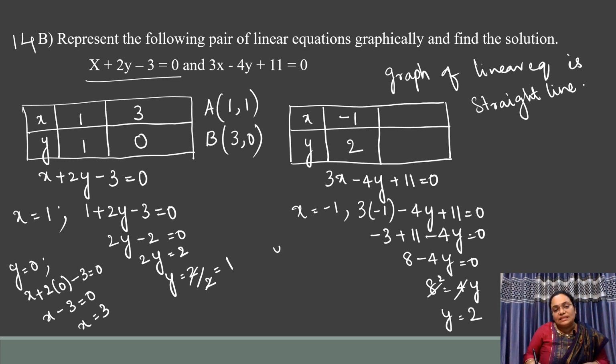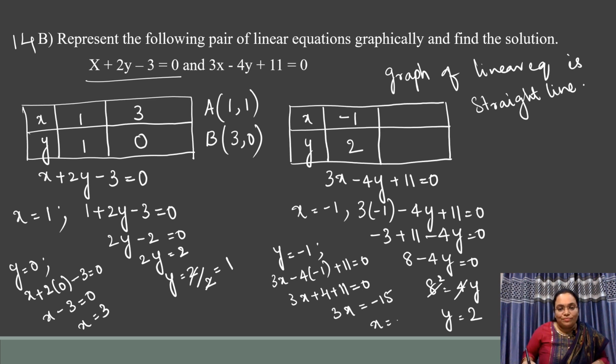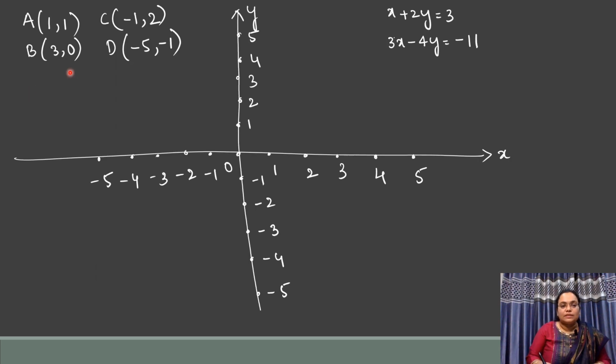In the same way, we will just try and take y is equal to minus 1 and see what we get. If you take 3x minus 4 of minus 1 plus 11 is equal to 0, that is 3x plus 4 plus 11 is equal to 0. So, x is equal to minus 5. Okay. y is equal to minus 1, you will get x is equal to minus 5. So we can take these values as C of (minus 1, 2) and D of (minus 5, minus 1). Okay. Now let us plot the graph.